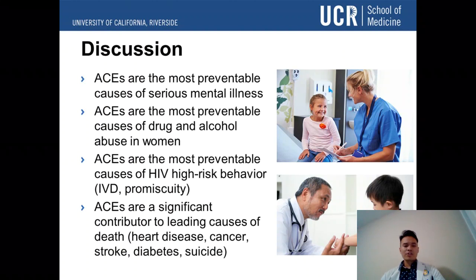Finally, we're going to go to the discussion. It seems pretty clear that ACEs are the most preventable causes of serious mental illness. These adverse childhood events are, again, scarring. They leave a big impression on the child that affects them for the rest of their life. And to be able to address it early on is so important. They found that ACEs are the most preventable causes of drug and alcohol abuse in women. ACEs are the most preventable causes of HIV high-risk behavior. And ACEs are also a significant contributor to so many leading causes of death, as mentioned earlier.